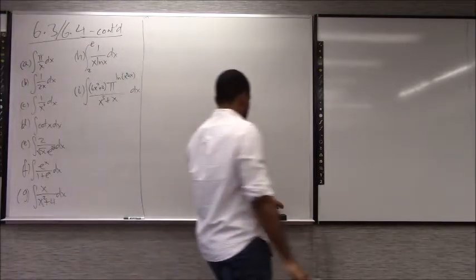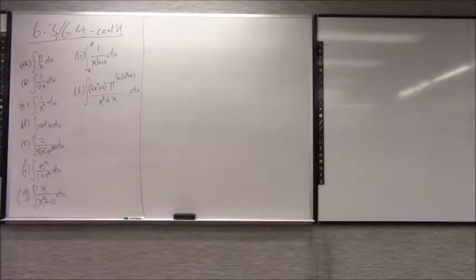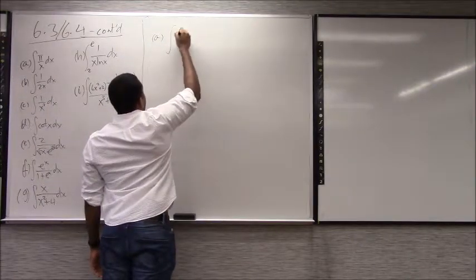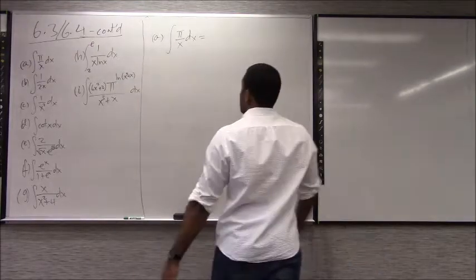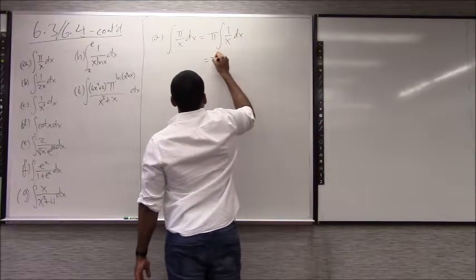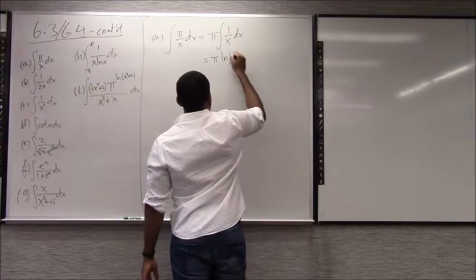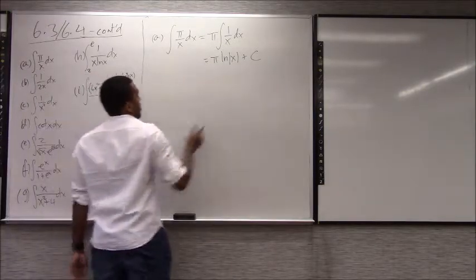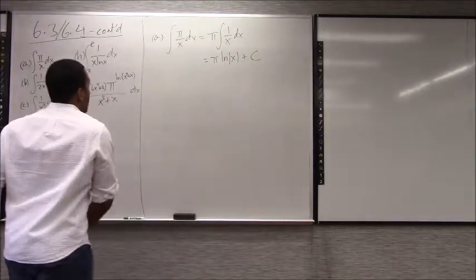Okay, so you guys had a couple days to think about this. What do you think about the first one? Pi is a constant, so you could pull that out front if you wanted to, and that's just 1 over x, which we know. So what is that? Absolute value of x plus c. And technically the pi multiplies the c, but I'm just writing that as another generic c.